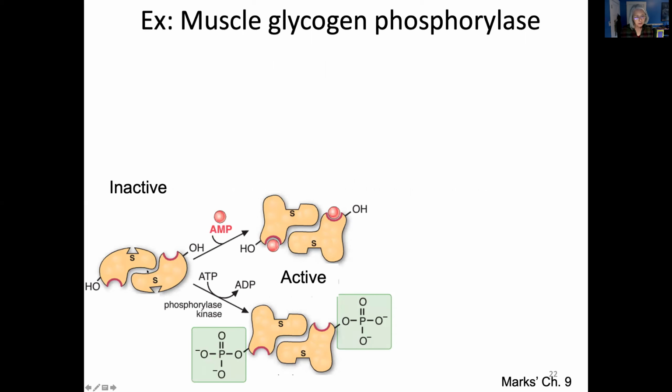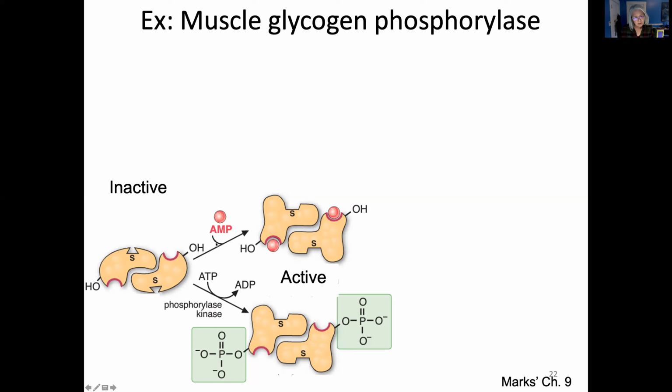Okay, so here glycogen phosphorylase is a homodimer, two identical subunits. Here's the form in which it is inactive. It's just sitting there in our resting muscles, not doing anything. And it can be activated in two different ways.